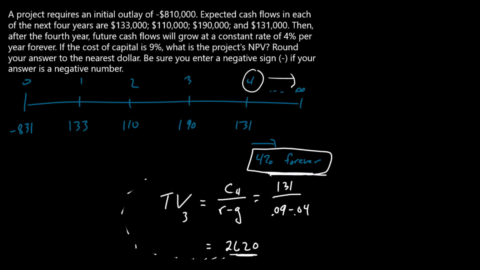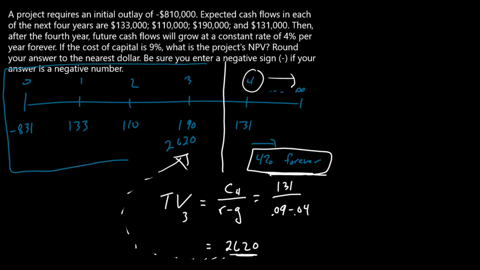And so think about where 2620 is going to go on this timeline. That number is going to go right here, at the time 3 cash flow, and it's going to cover everything, all the cash flows after time 3. We'll go ahead and go back into blue. We'll say 2620 as our terminal value at time 3. And so we now have reduced our project to this set of cash flows here.